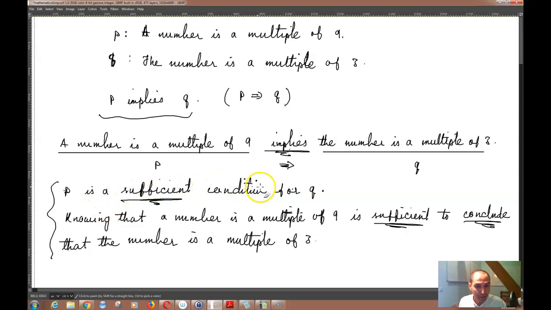Now, P is a sufficient condition for Q, meaning that knowing that P is true is sufficient to conclude that Q is true, meaning that knowing that the number is a multiple of 9 is sufficient to conclude that the number is a multiple of 3. And it's actually true, because if a number is a multiple of 9, it has to be a multiple of 3, and then you need another factor of 3 so that the number can be a multiple of 9. So that makes sense.